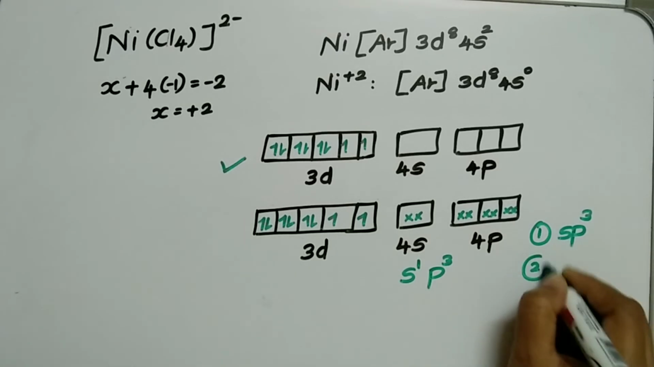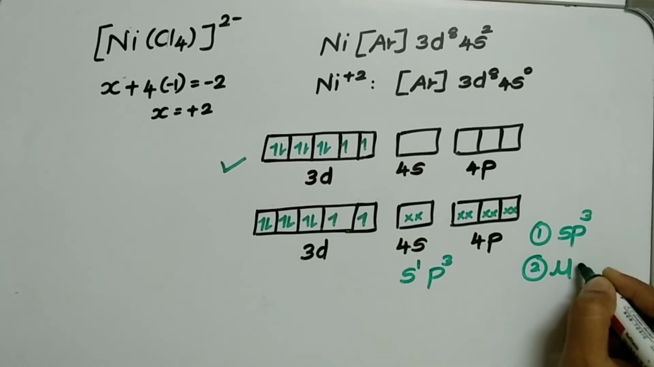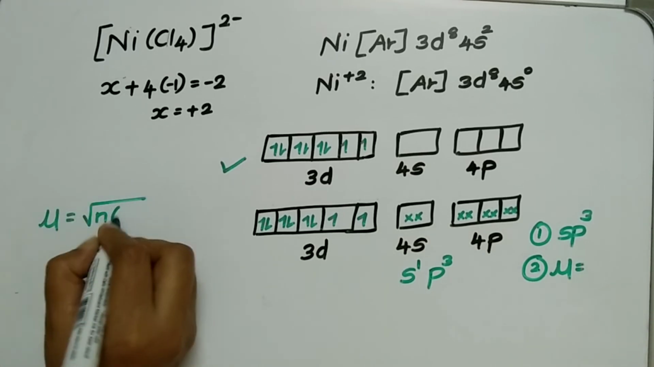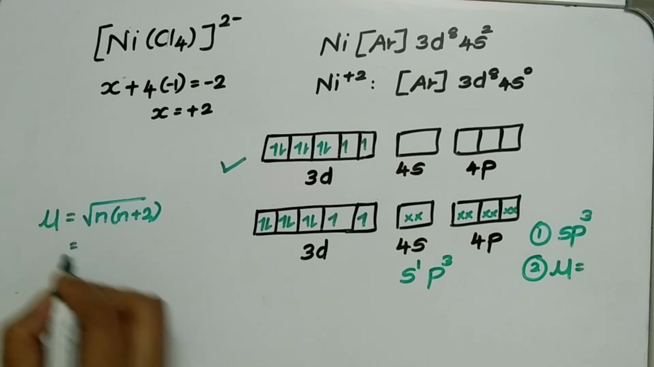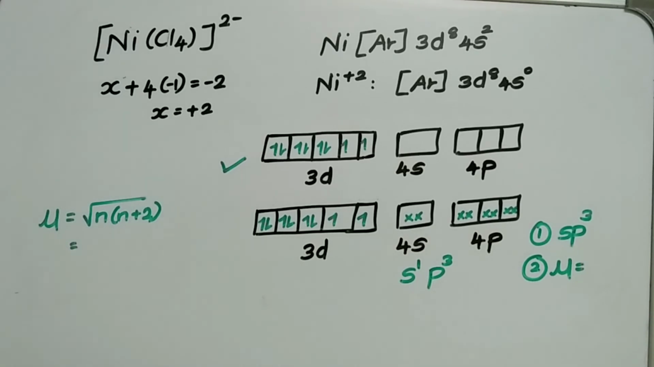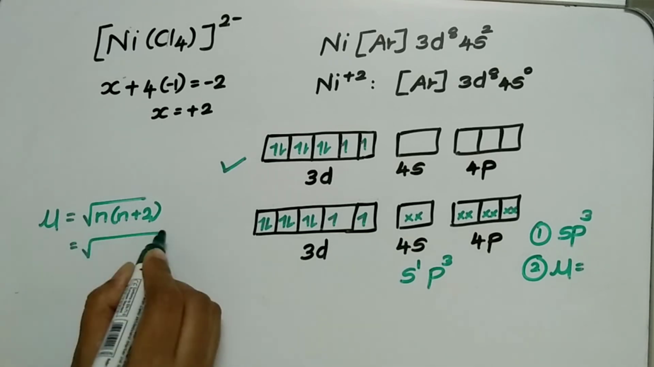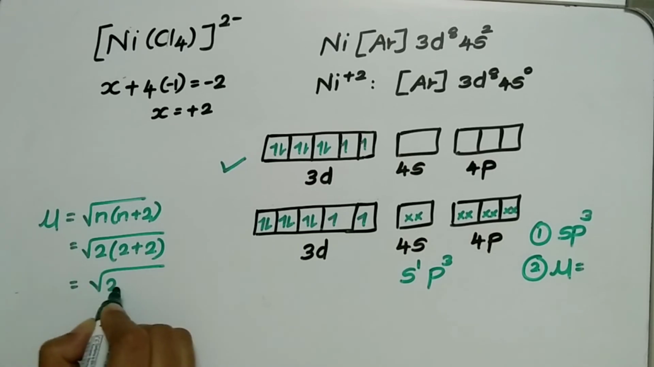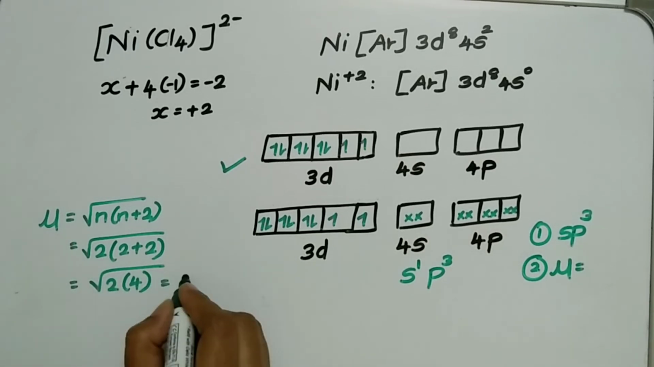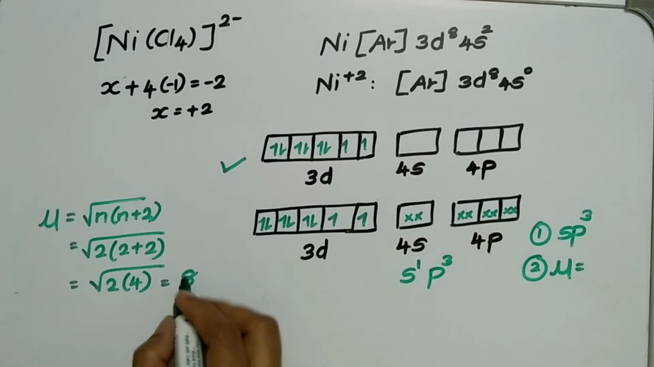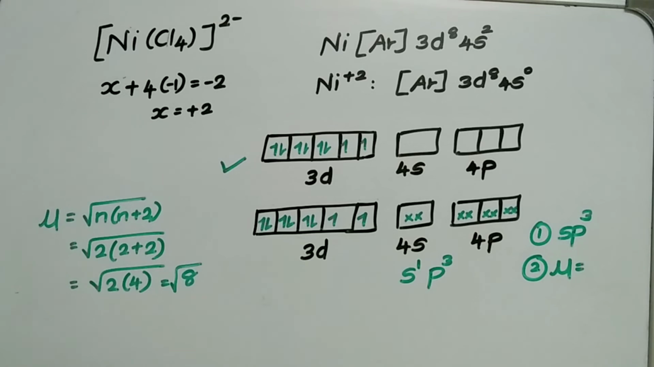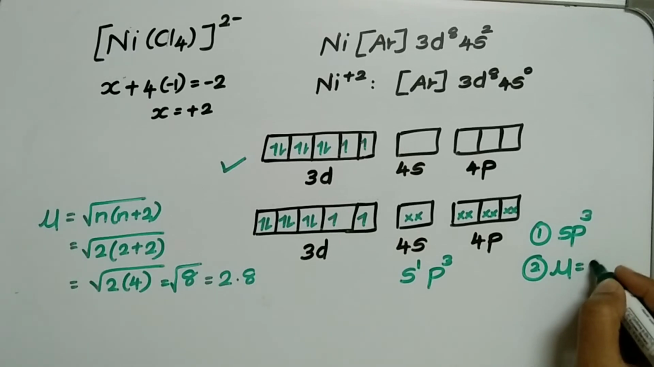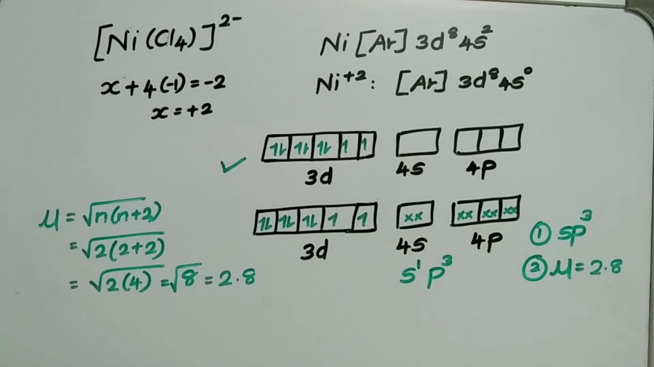Correct? Okay. Second, how many unpaired electrons are there? We need to find the value of the magnetic moment, square root of n into n plus 2, where n is the number of unpaired electrons. How many unpaired electrons are there? 1 and 2. 2 unpaired electrons. 2 plus 2, right? So, square root of 2 into 4, that is 8. Square root of 8 is 2.8. So, the magnetic moment value is 2.8 Bohr magneton.